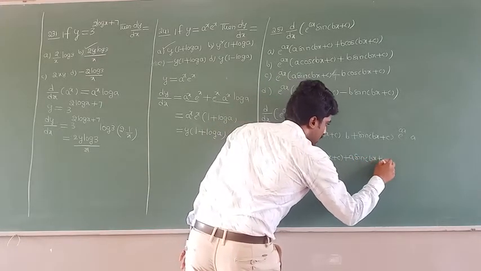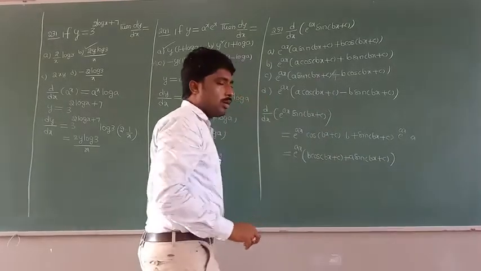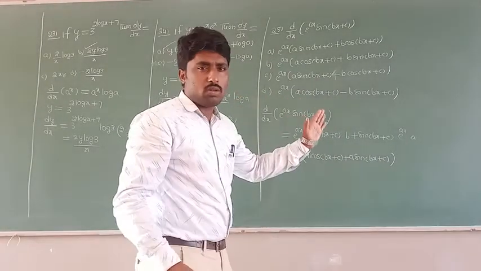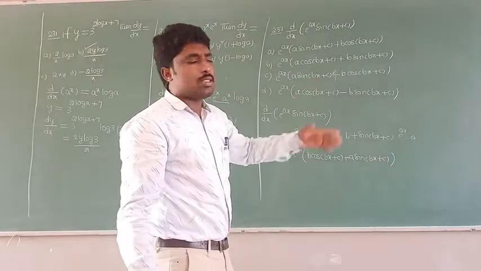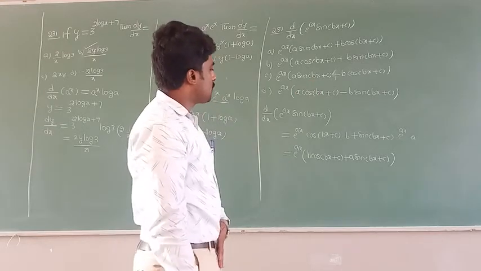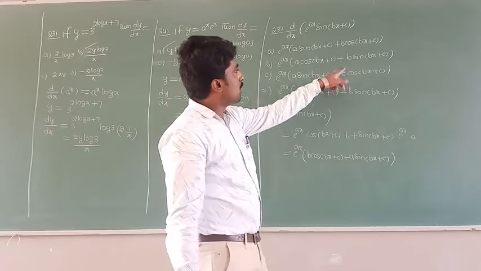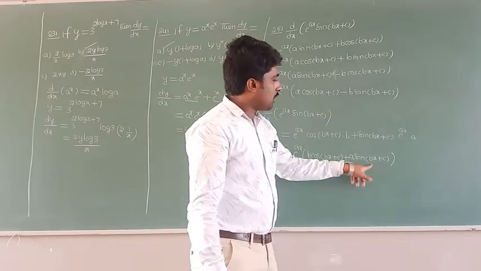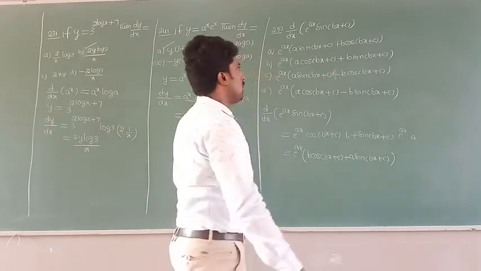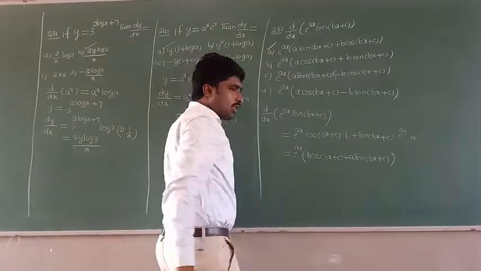This is a very easy problem. It looks like a difficult problem, but if you know the product rule formula, it is very easy. Now all of you see here, check option B: b cos(bx + c). All of you see here, b cos(bx + c) plus a sin(bx + c). If you see the first option, the first option is the correct answer.